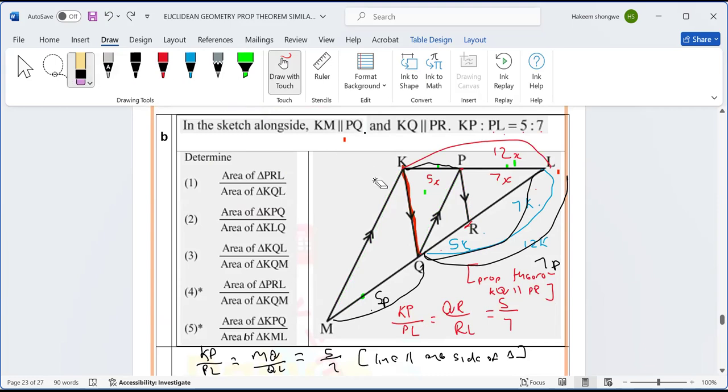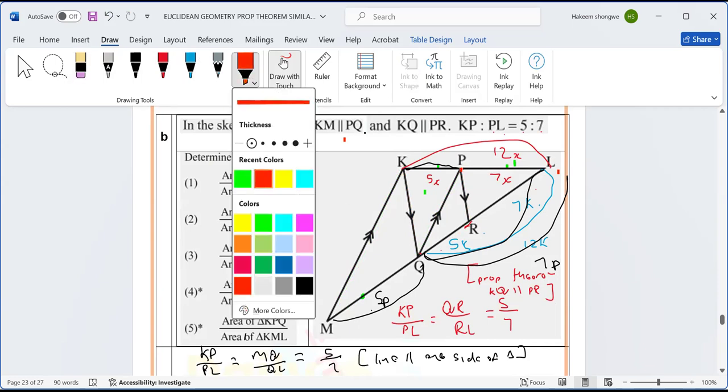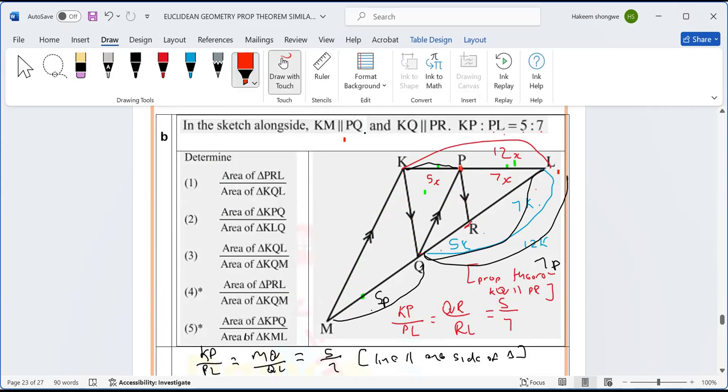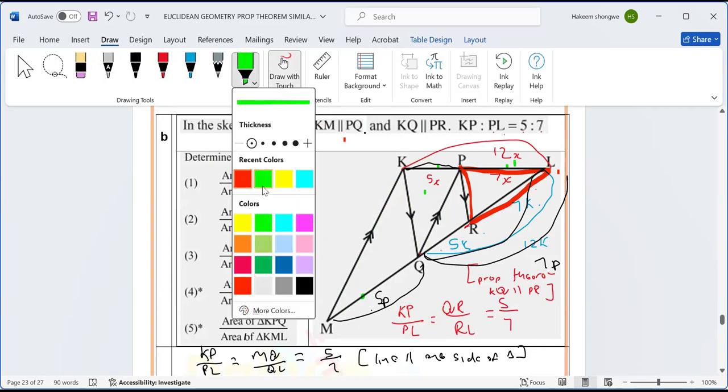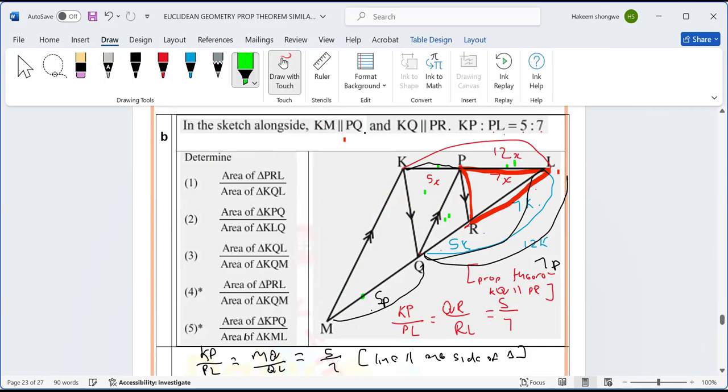Now, let's say we have PRL. Let's check PRL. We have P, we have R, we have L, like this. And then we want to compare it with who? We want to compare it with K, Q, L. Yes, it's K, it's Q, it's L, this one.